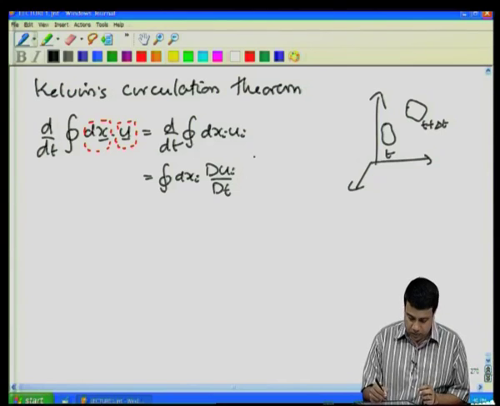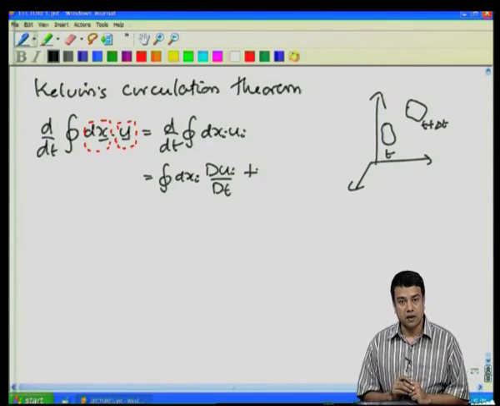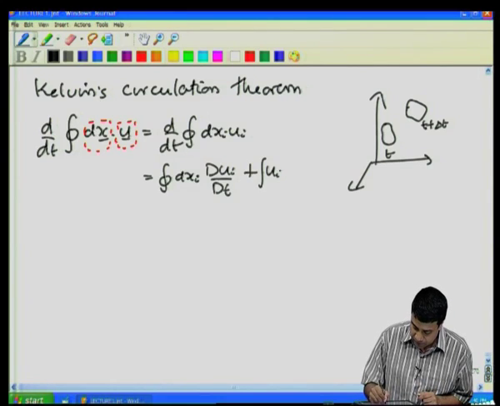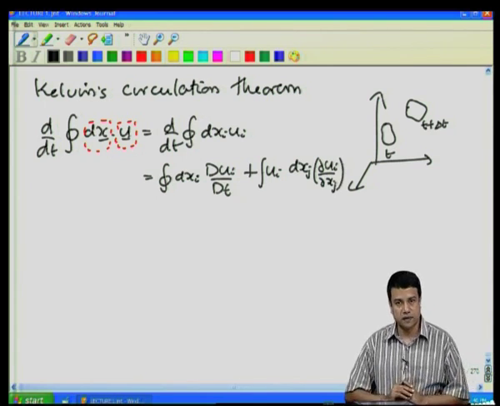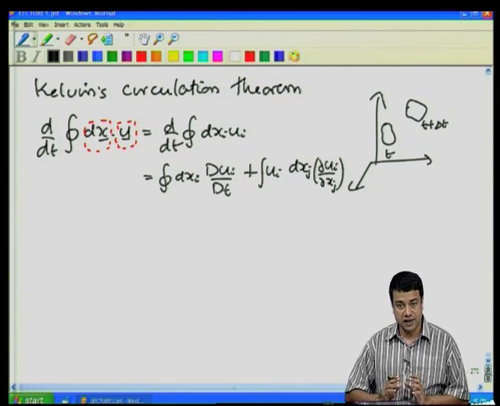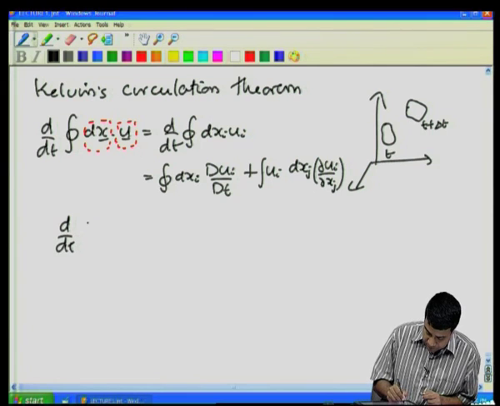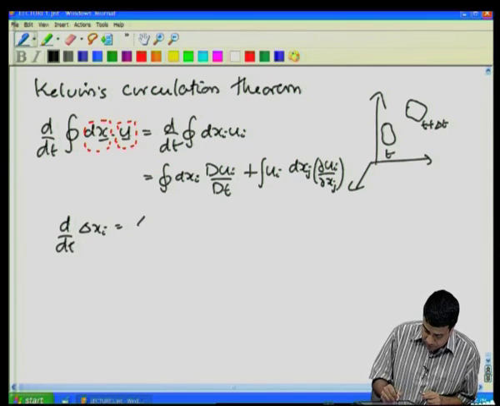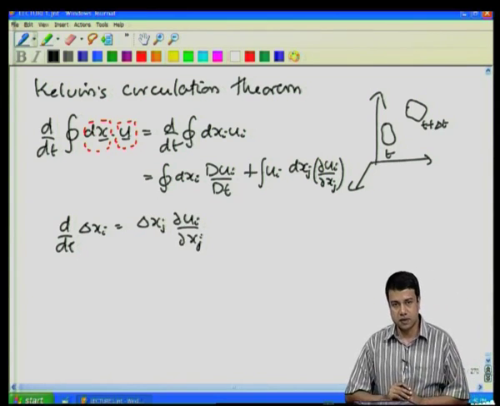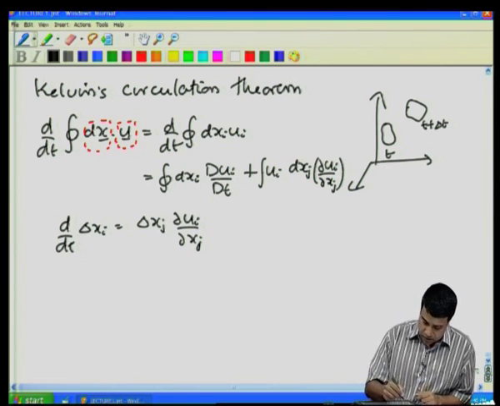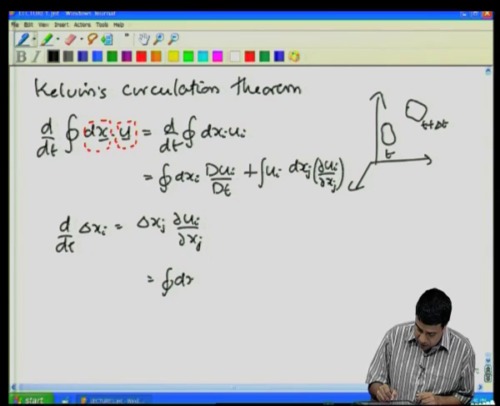And also because the line element is changing, the rate of change of this line element is dxj times partial ui by partial xj. So, that is the rate of change of the line element. Delta xi is equal to delta xj times partial ui by partial xj. Just the relation that I just used. So, this is equal to integral dxi.